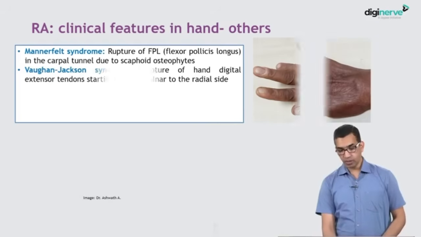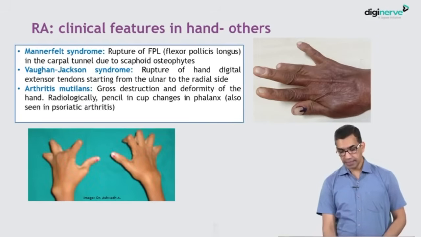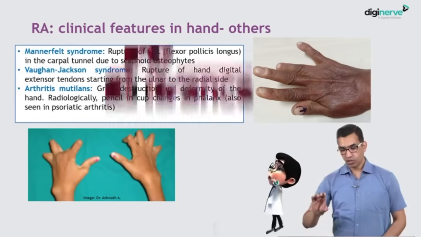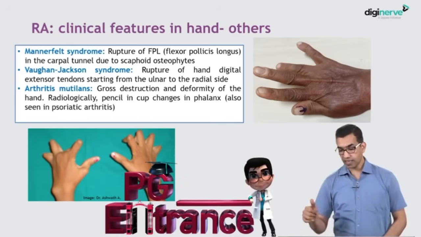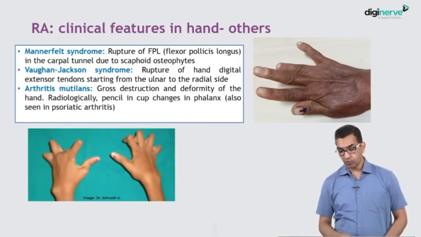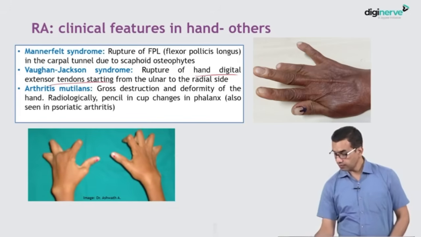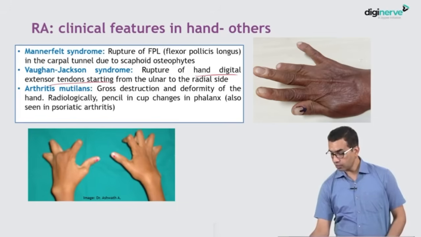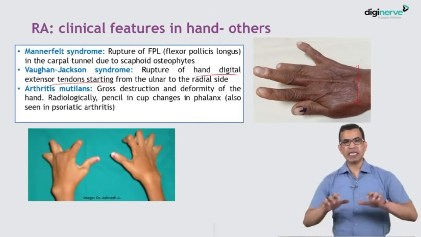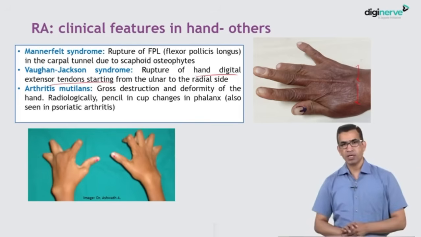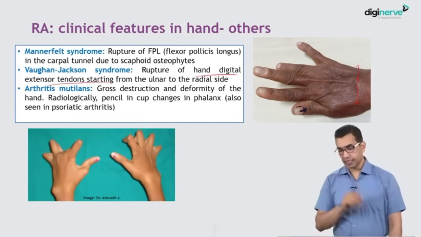There are 3 syndromes: Mannerfelt, Vaughan-Jackson. Again asked as a part of MCQ. Mannerfelt syndrome is typically a FPL rupture in carpal tunnel syndrome. Vaughan-Jackson, here you can see actually rupture of the digital extensor tendons from ulnar to radial side. So it starts from here and comes to this side. And arthritis mutilans. The hand is very grossly deformed. It is also seen in psoriatic arthropathy.